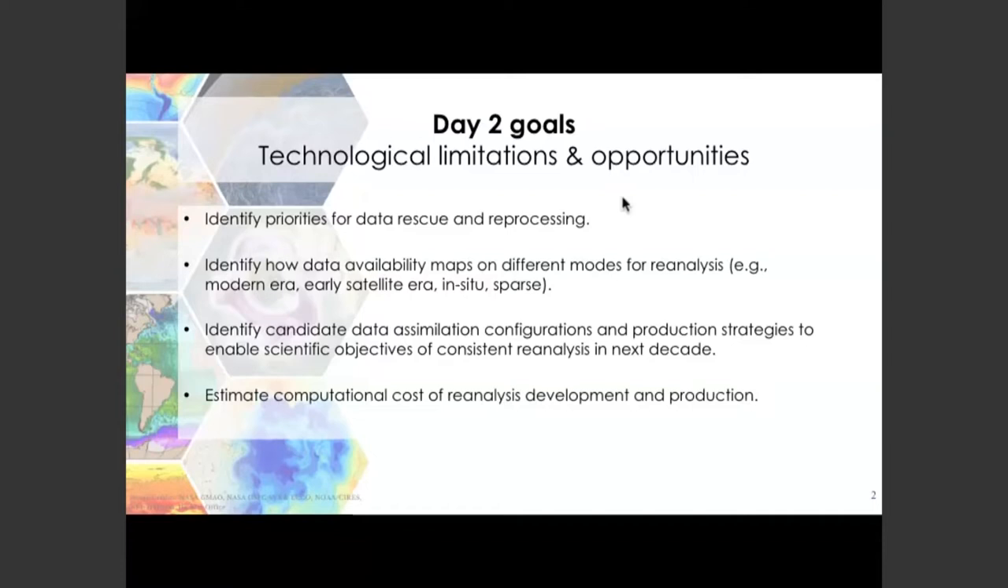We want to identify priorities for data rescue and reprocessing. Identify how data availability maps onto different modes for reanalyses, for example, modern era versus early satellite era versus in situ data. We want to identify candidate data assimilation configurations and production strategies to enable scientific objectives of consistent reanalyses in the next decade, and then try to estimate computational costs of reanalysis development and production moving forward. So we'll again be having breakout sessions and things to try and achieve these goals.